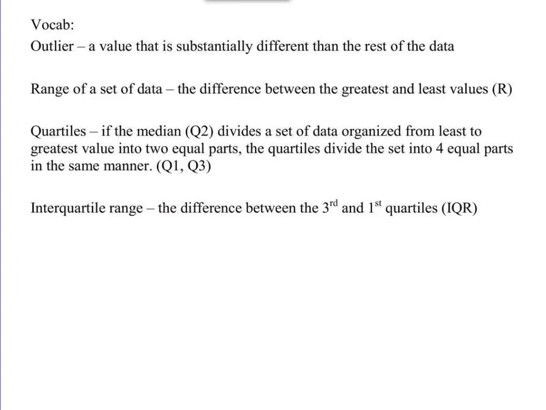More vocab. Outlier. We should have learned outlier before. If you learned about mean, median, and mode back in elementary school, then you should have also learned the word outlier. An outlier is a value that is way different than the rest of the data, substantially different than the rest of the data. So all my data is kind of hovering around 10 or 12 or something like that, and then all of a sudden I got something that's 192.